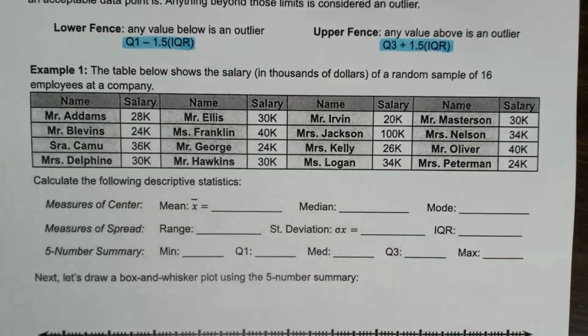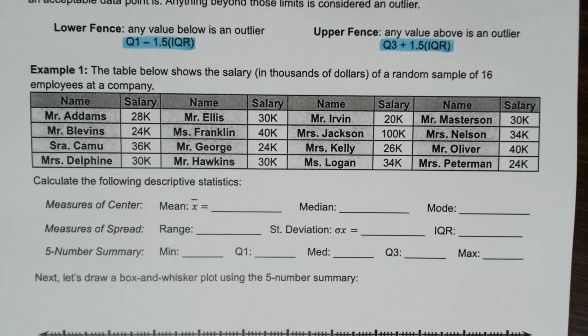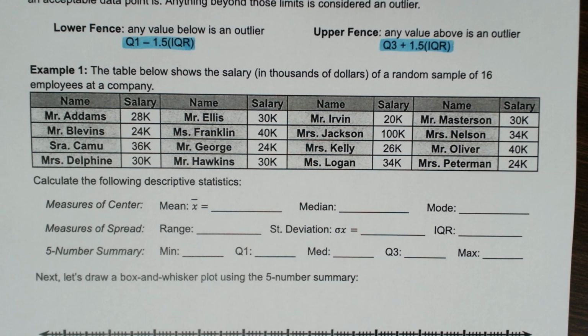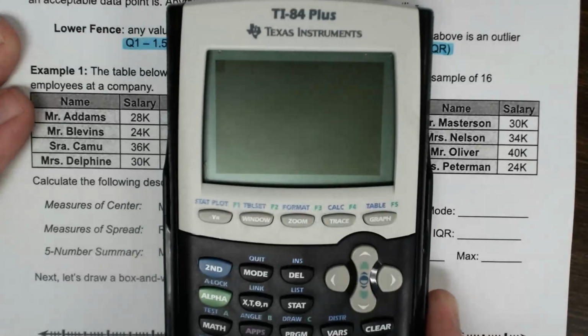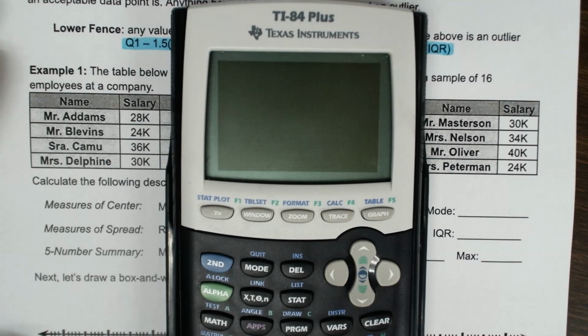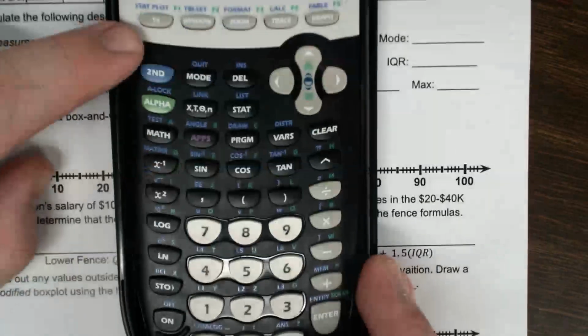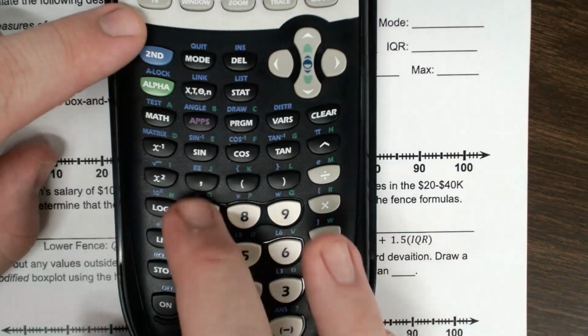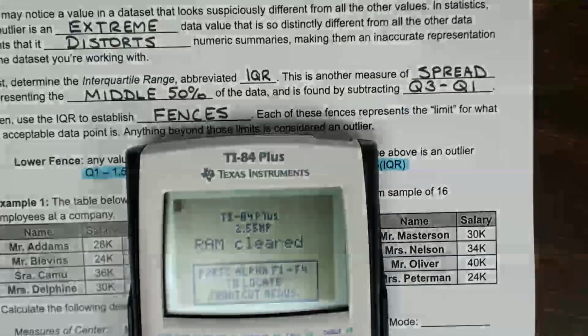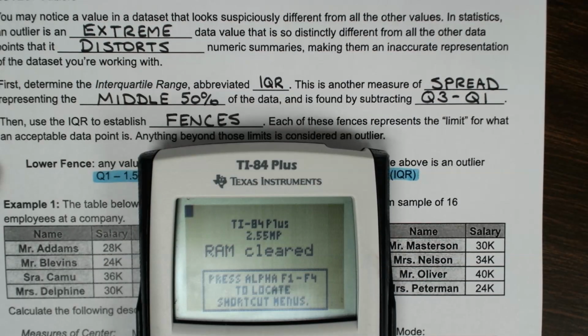So the first thing I'm going to do is just get the measures of center, get those descriptive statistics. So grab your calculator. And then a good first step is to reset your calculator. How do we do that? Fabulous. Second plus 712. Again, second plus 712. It'll take you to that RAM cleared screen.